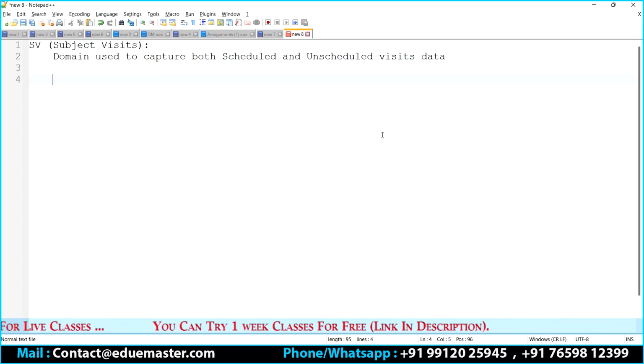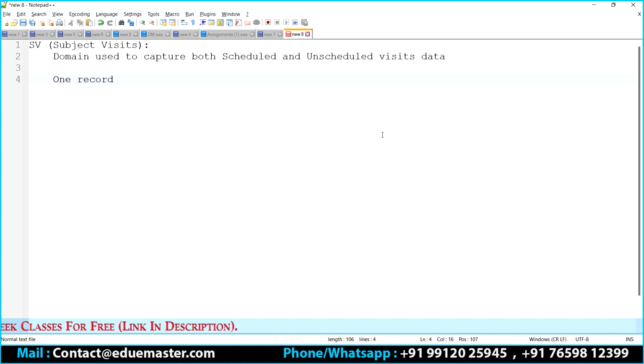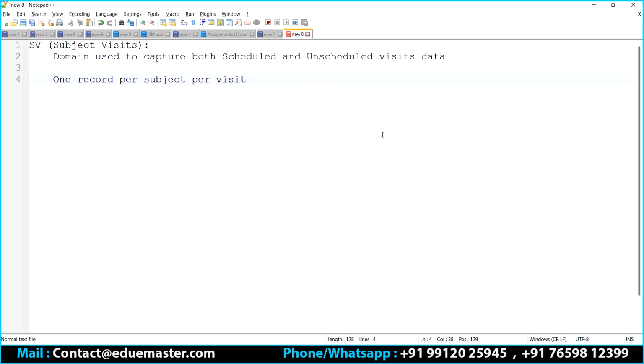Again, we also need to understand how the records are going to be, right? It is going to be one record per subject per visit. Remember this. When you go with your demographic domain, it is going to be one record per subject. One subject will have only one record there. But here, the subject can have more than one visit. So you're going to have one record per subject per visit, right?